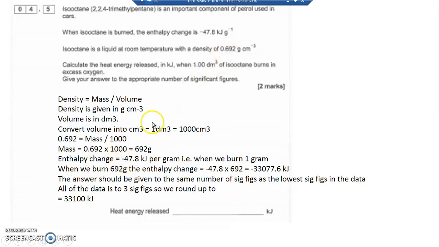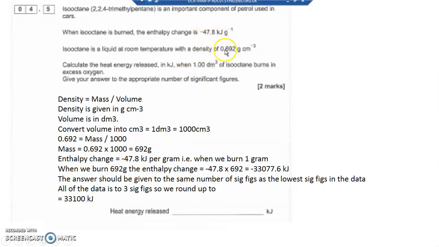So the enthalpy change now tells me that I have 692 grams. The enthalpy change is minus 47.8 kilojoules per gram. Grams to the minus 1 means that you're burning 1 gram. And so for 692 grams, it's going to be 692 times the value when I've burnt 1 gram. So minus 47.8 times 692 is 33077.6 kilojoules.